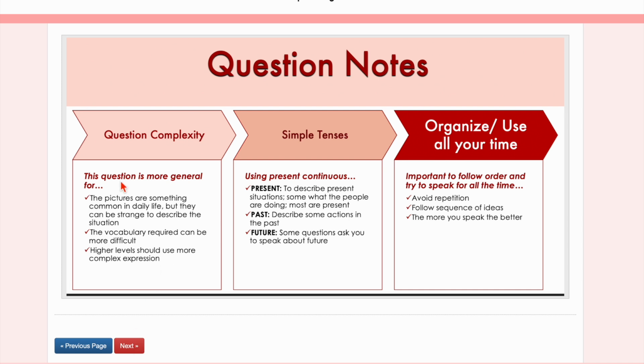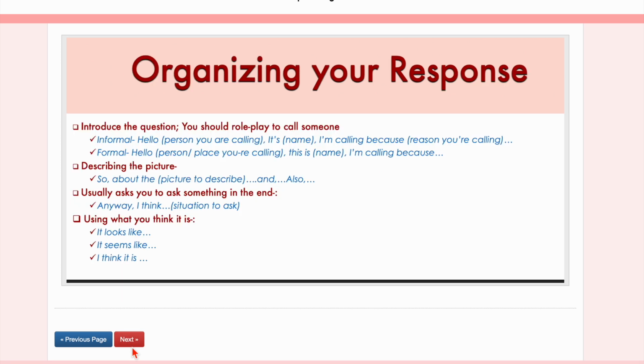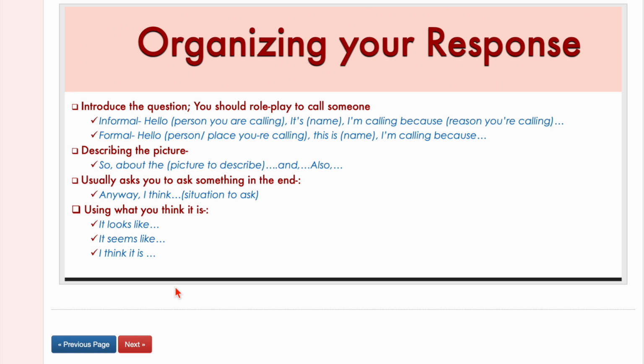Yes, this question is not really for level 7 or higher. It's more a general question, but the more creative that you can get with the question, I think the better. And now, very important about organizing your response, right? This is the only question where we have to speak directly to someone in an informal or role-playing situation, okay? So that's the guide that I'm going to be following here, how to organize our answer. Now, let's get started.